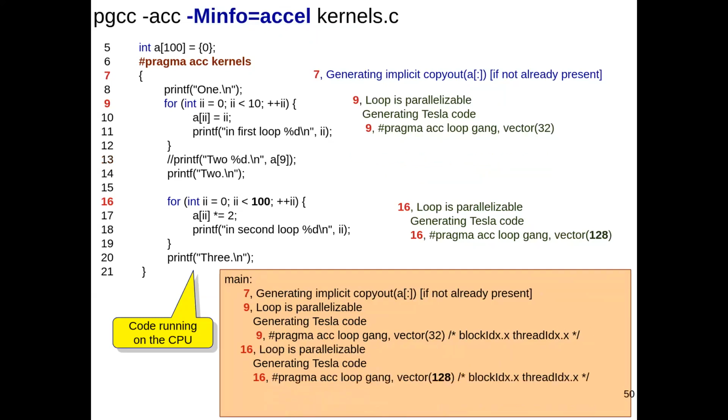Okay, so I'll move ahead. I'm going to change this a little bit. What I'm going to change is int a of 100 equal to 0. So I'm now initializing it. As I initialize, there should have been now a copy in. Is there any problem with this?